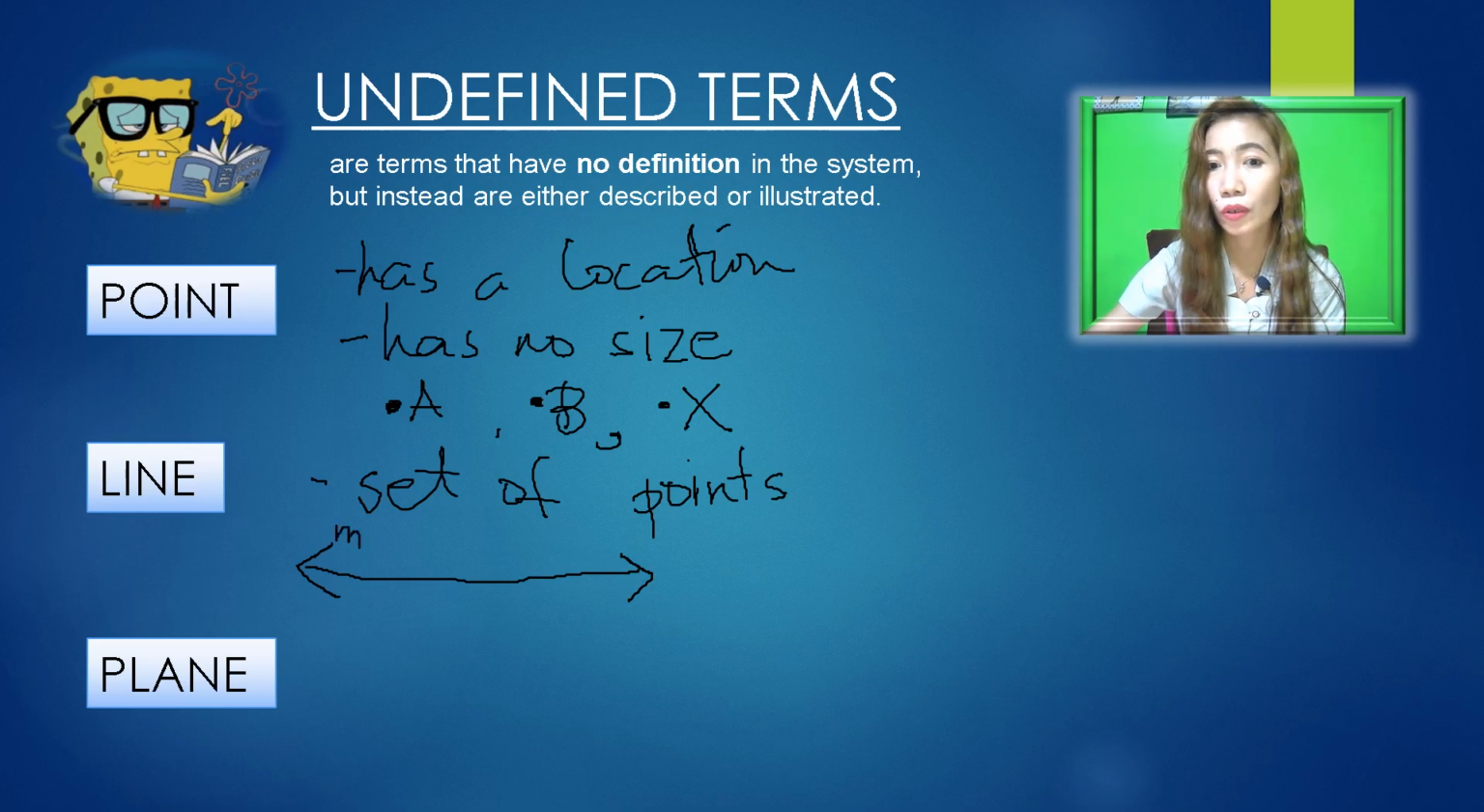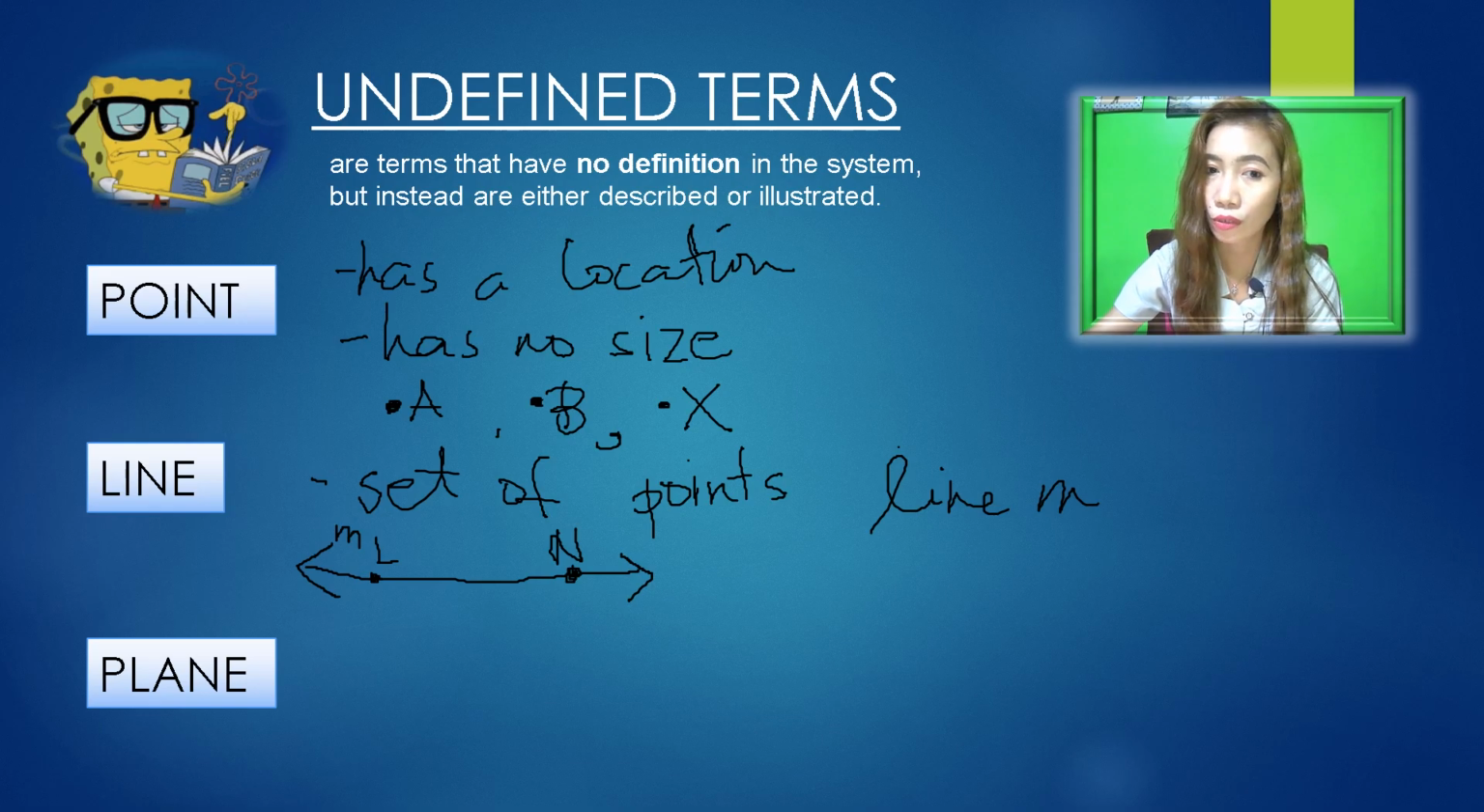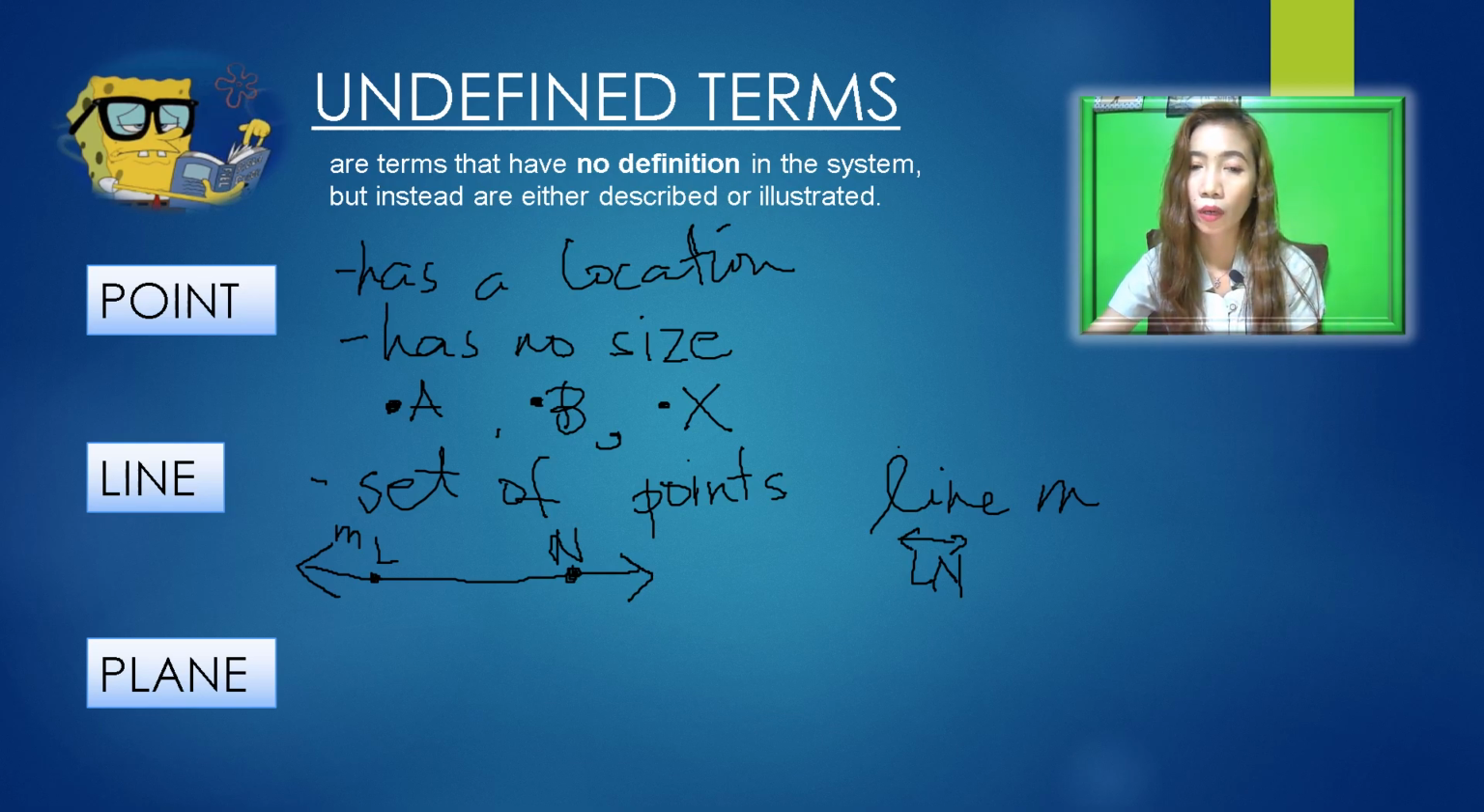So for this one, if we are going to name that, so that is line M. Or also, you can use 2 points on the line. So pili lang kayo. For example, we have here point L, and we have point N. So naming that line, we will use the symbol line, which is this one. So ayan lang, yung parang maliit lang na line, and then below are the 2 letters that you are going to use, from the 2 points on the line. So that is line LN. So kailangan nyo lang kumuha ng 2 points on the line.